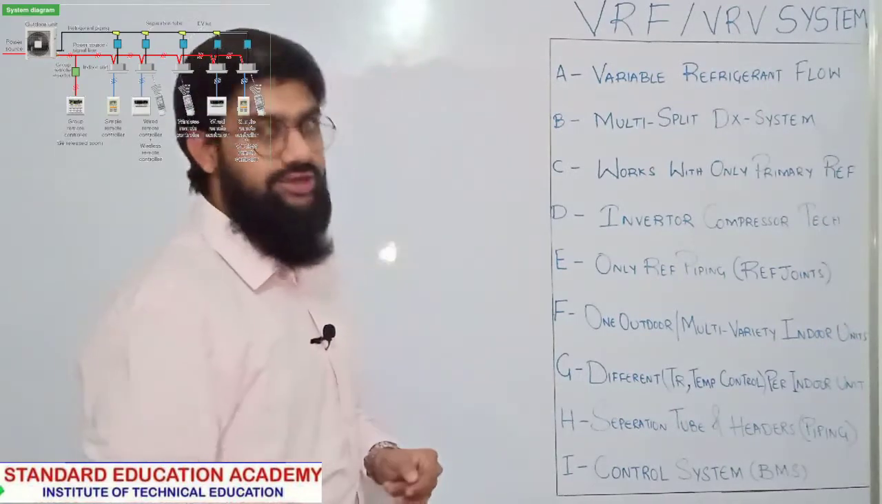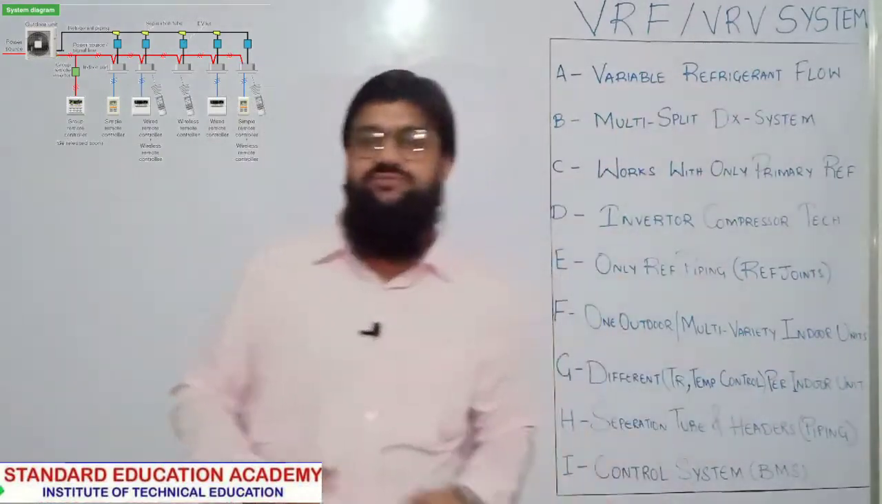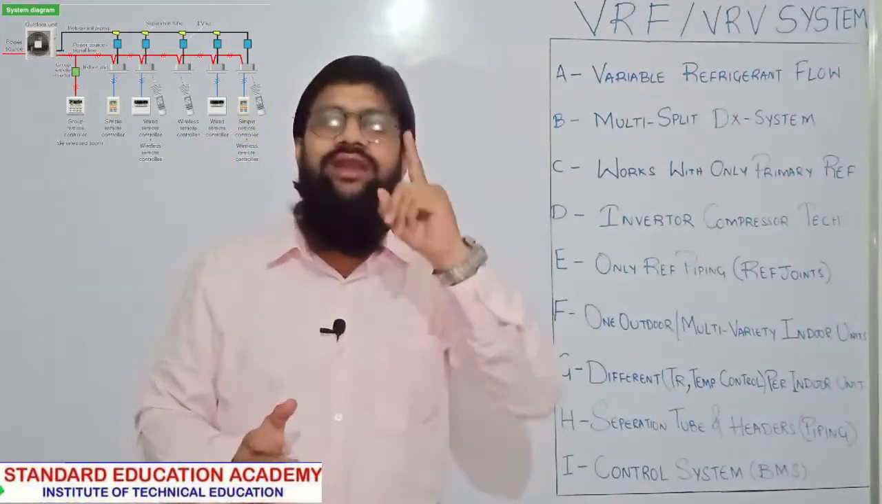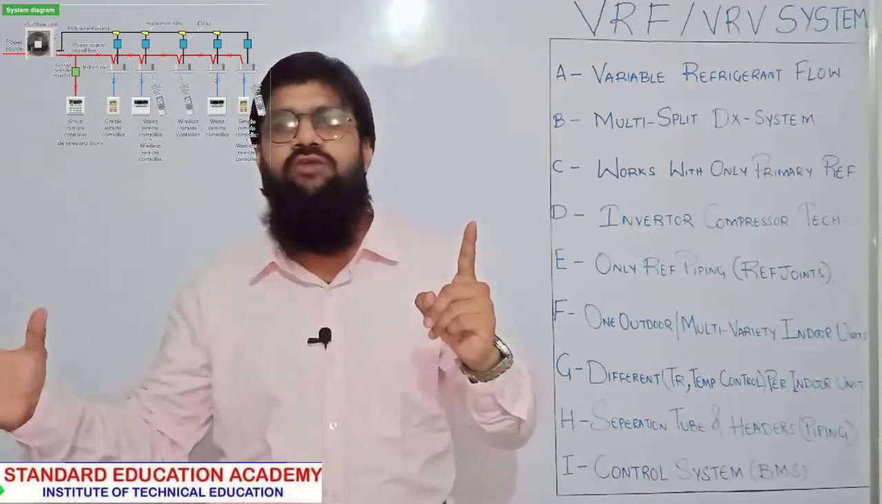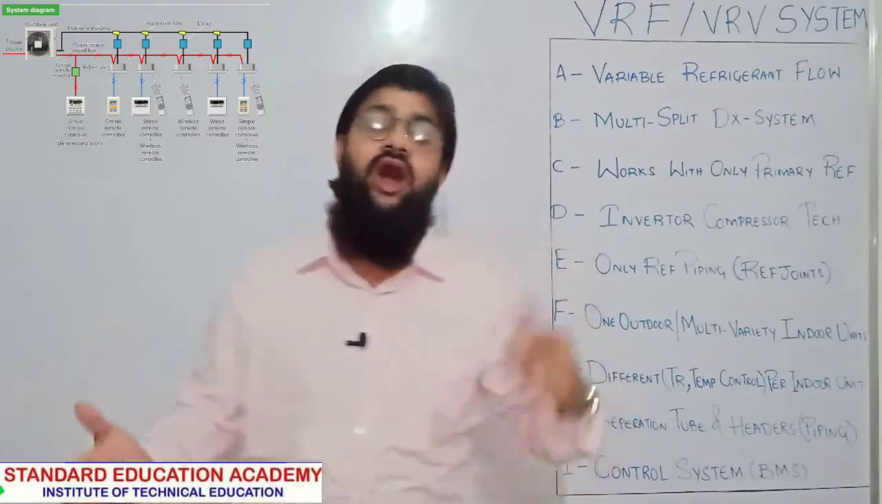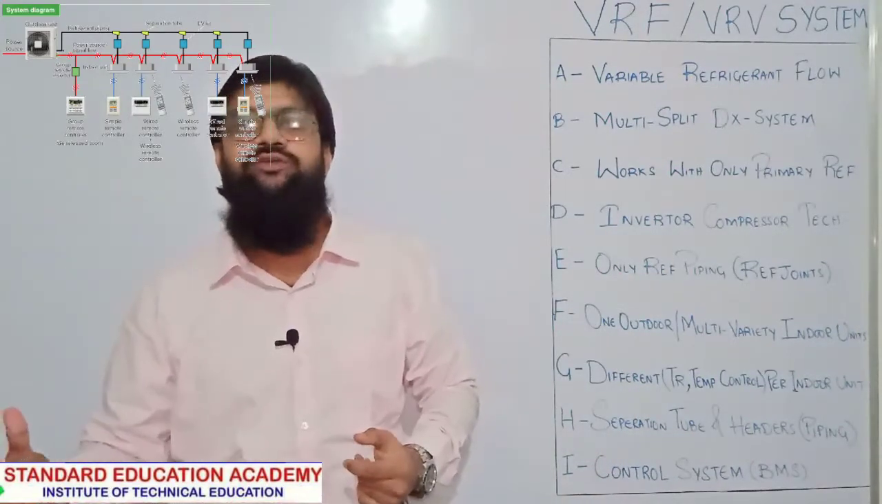Okay, let's study about it step by step. Point A, it's a variable refrigerant flow. What does it mean? It means one outdoor unit will be there, and n number of indoor units will be there. As per the requirement of the indoor units, the outdoor unit will supply the refrigerant to all the indoor units.